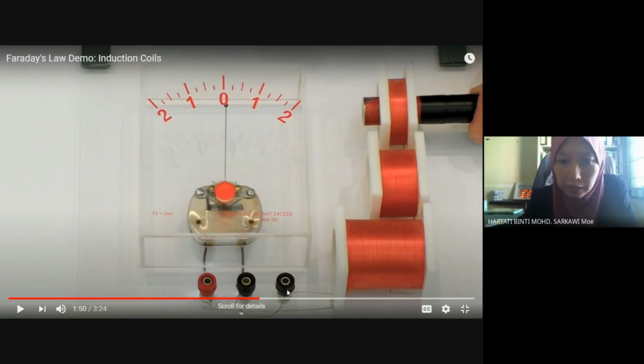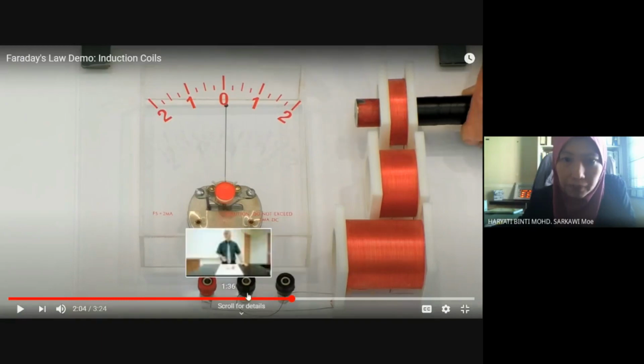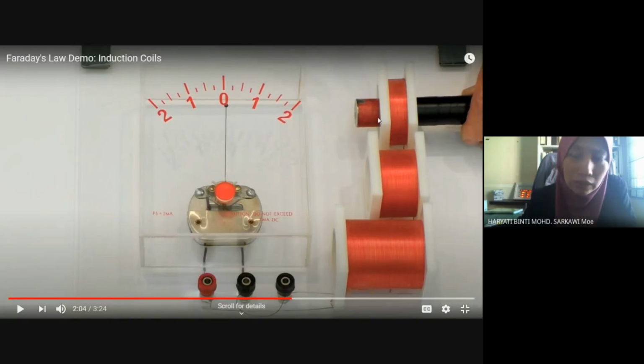Okay, so just like this demo just now, you can see that when the magnet is stationary inside, the galvanometer does not show any reading. So it means that the galvanometer only deflects when there is a relative motion between the coil and the magnet. Okay, if let's say both are stationary, there is no reading. So it means that there is no current. All right, so this is what we call electromagnetic induction. Okay, the process to produce induced EMF.